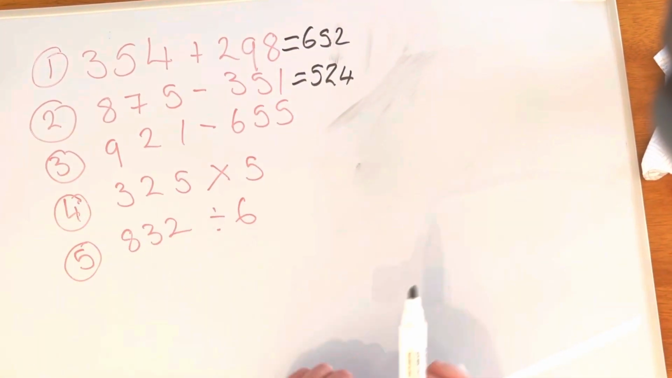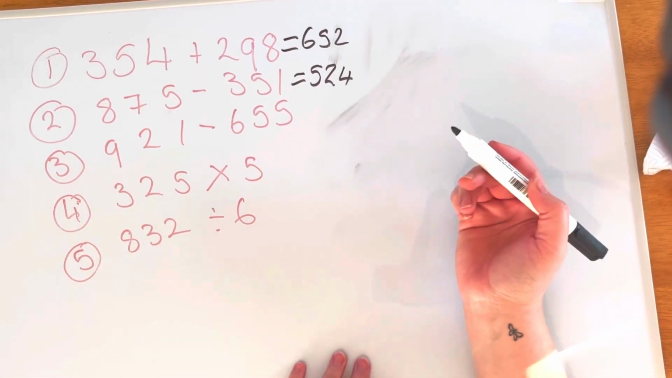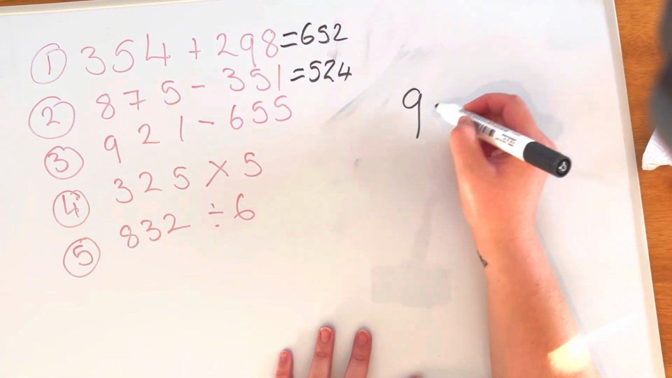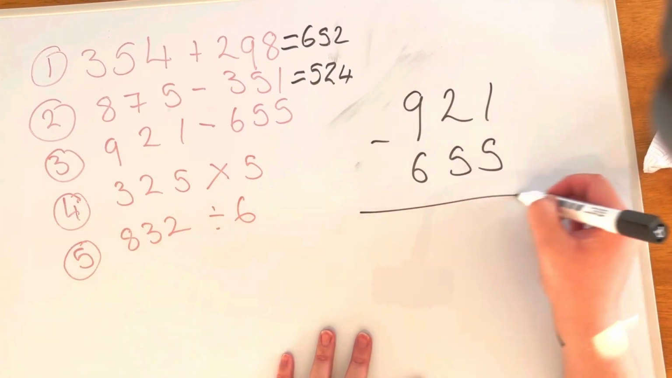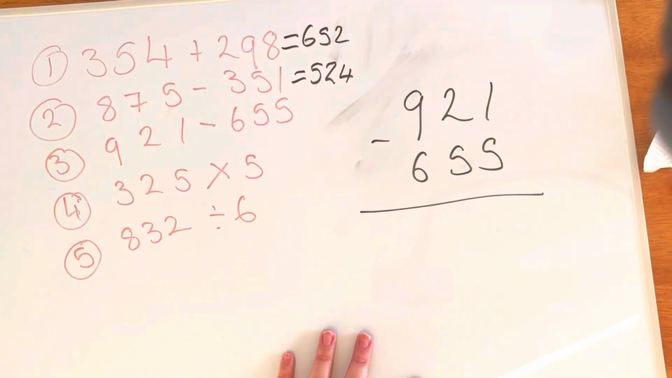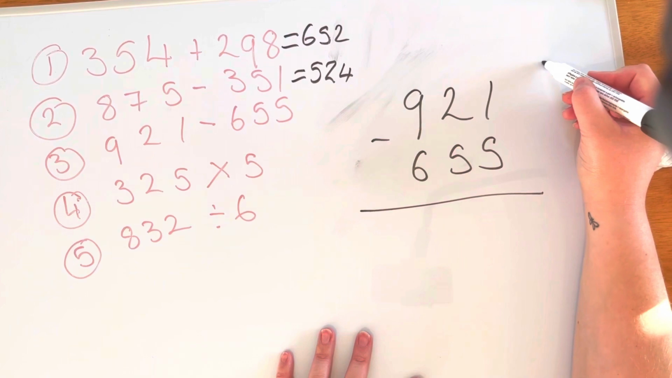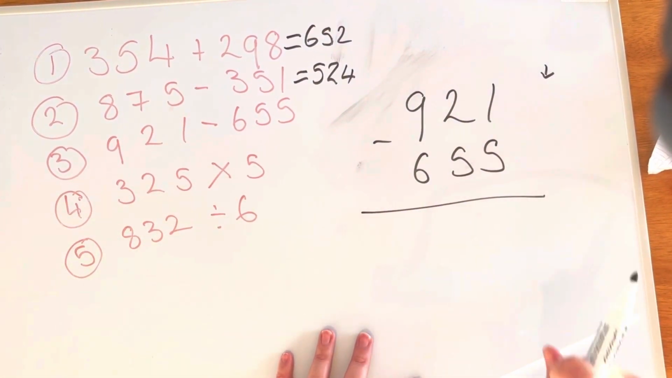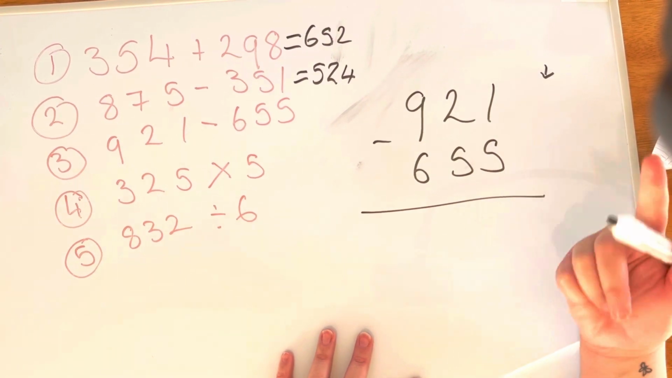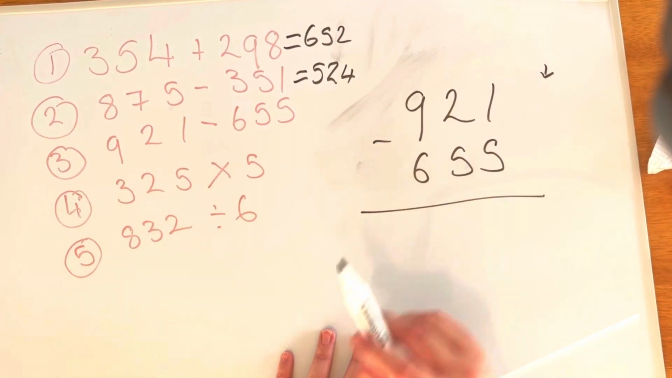Next one, I have 921 take away 655. So again, I'm going to line it up like so. And I always start with my ones. 1 take away 5, remember we need to go down. 1 take away 5, if I have 1 cake and you try to take 5 from me, can you do that? No, so we need to borrow from our next door neighbour.